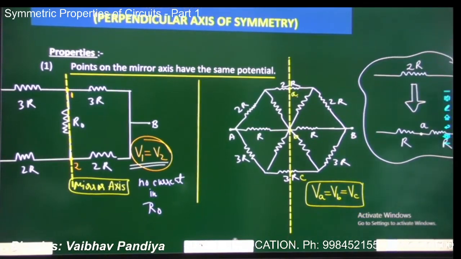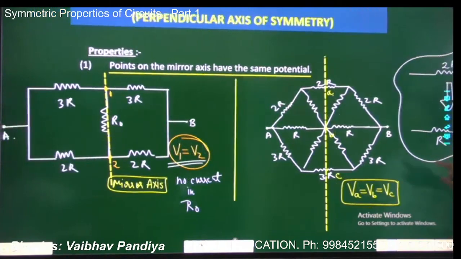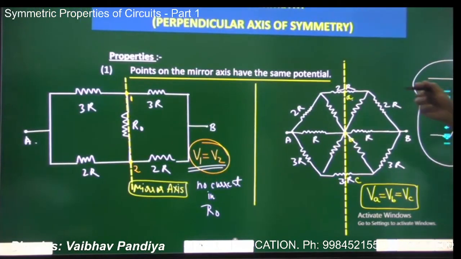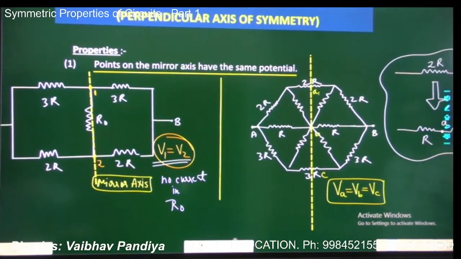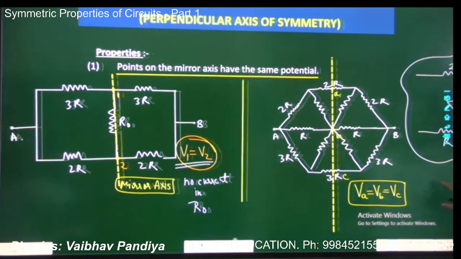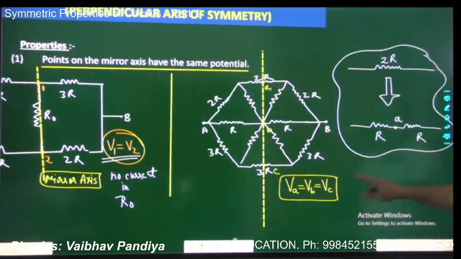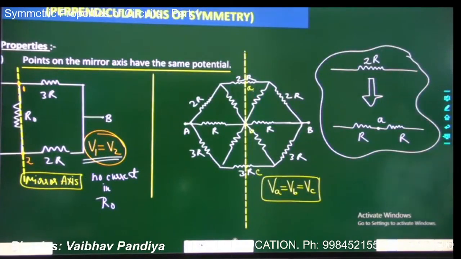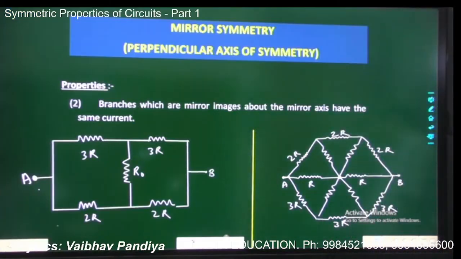Points on the mirror axis have the same potential. Make these two figures and mark V1 equal to V2 in this figure. VA is equal to VB is equal to VC, so they are equipotential points. And this is the skill, how we will divide the resistor.